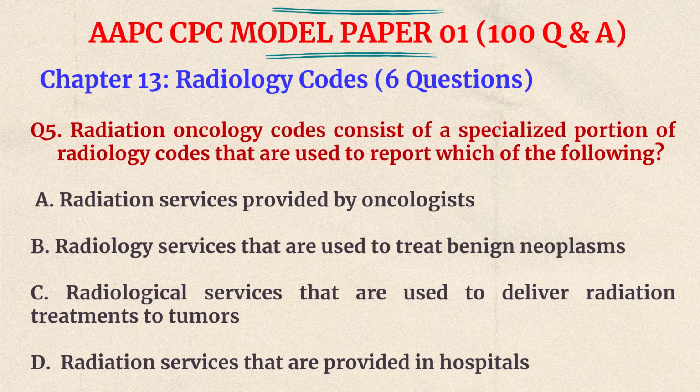That is the primary focus of radiation oncology. Also, radiation services can be provided in various settings, not just hospitals. So answer D is also partially correct. So in this case, the most accurate and comprehensive description is answer C, that is radiological services that are used to deliver radiation treatment to tumors.